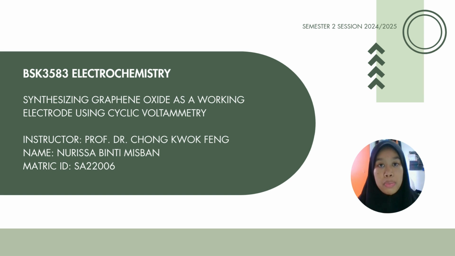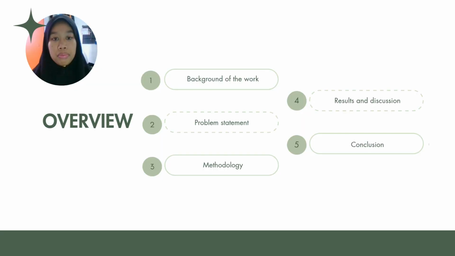So today I will be presenting my assignment with the title of Synthesizing Graphene Oxide as a Working Electrode using the Cyclic Voltammetry. This is the overview of the research, which consists of the background of the study, problem statement, methodology, result and discussion, and lastly, the conclusion.